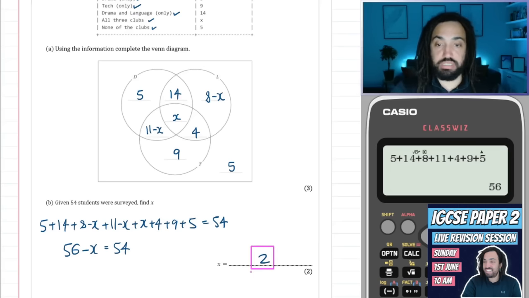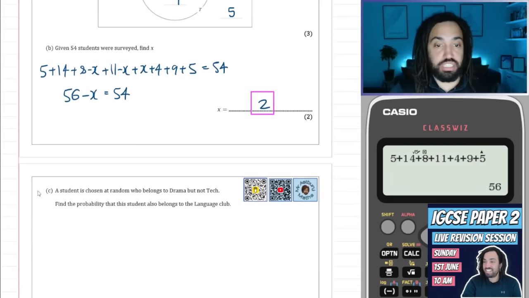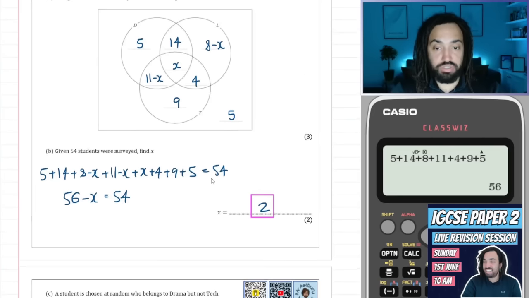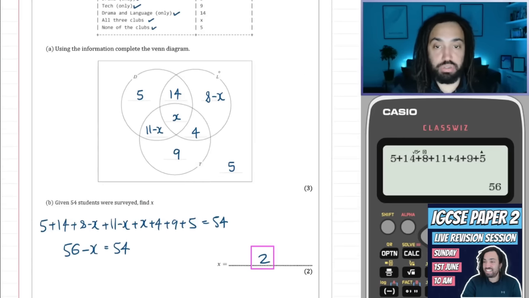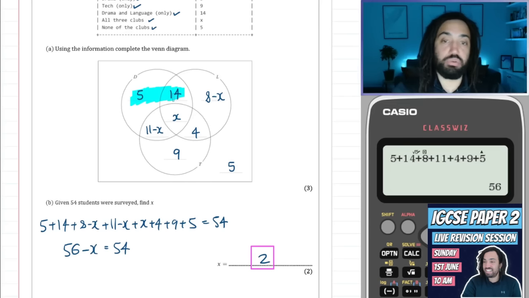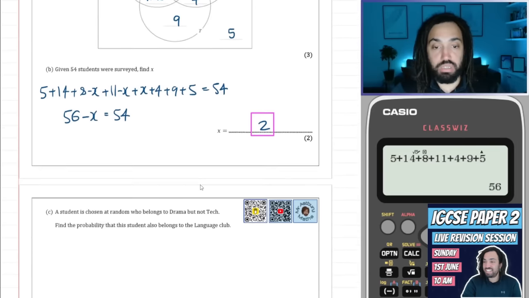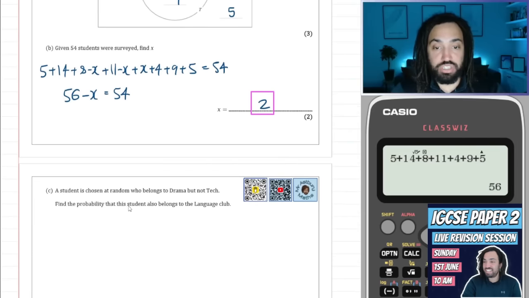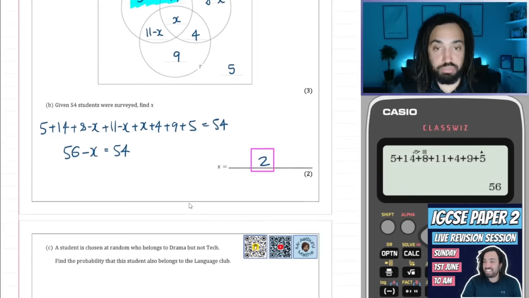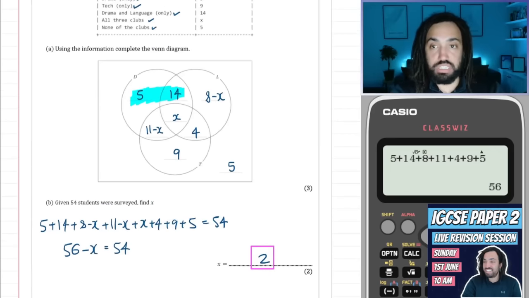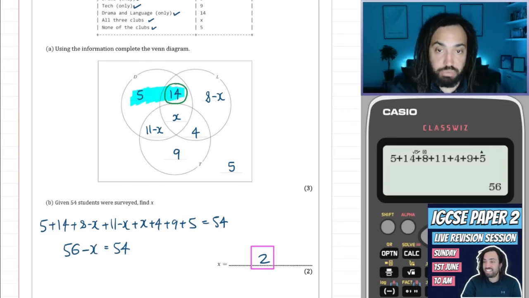Okay, perfect. And then it says a student is chosen at random who belongs to drama but not tech. Okay, so let's just figure out who those people are. They belong to drama but not tech. So it must be these people that we're talking about. They belong to drama but they're not in the tech bubble. Find the probability that this student also belongs to the language club. Well, if they also belong to the language club, then they are these people here.